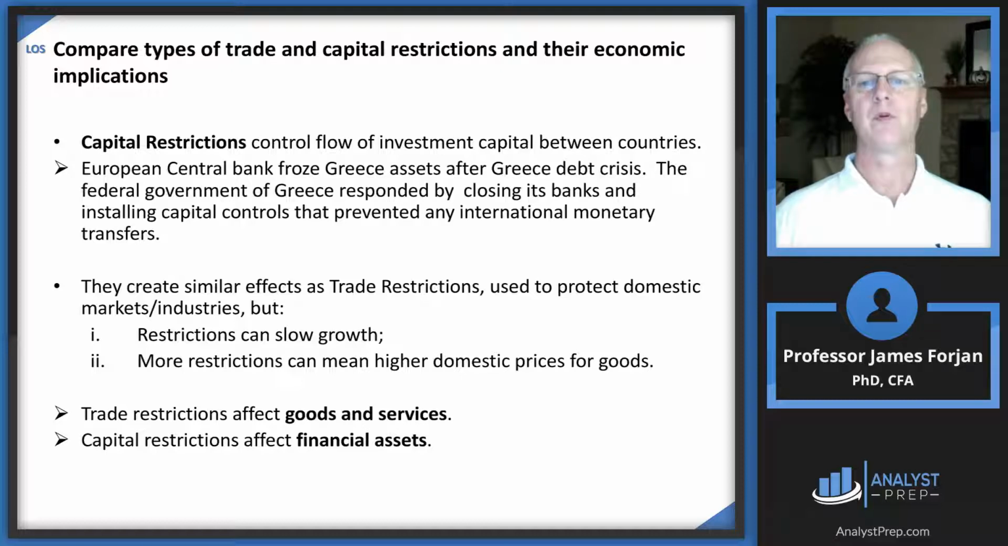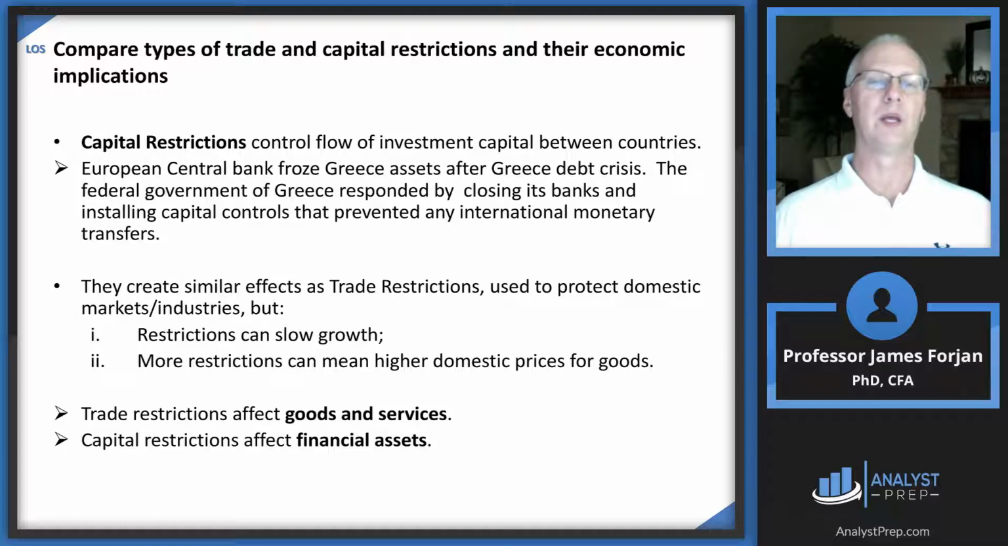How about capital restrictions? This is a restriction of the flow of capital between and among countries. A great example of this was several years ago, when the European Central Bank froze the Greek assets during the Greek debt crisis. You might remember that the country of Greece was nearing bankruptcy on its federal debt. The federal government of Greece responded by saying, okay, time out, we're done. So they closed the banks and installed these capital controls, which prevented any international monetary transfers.